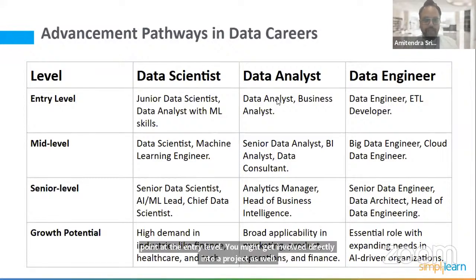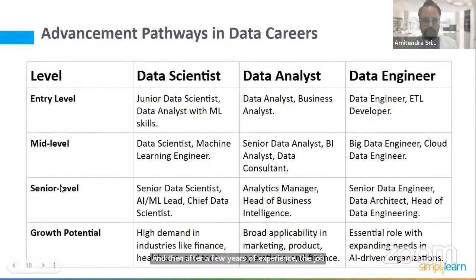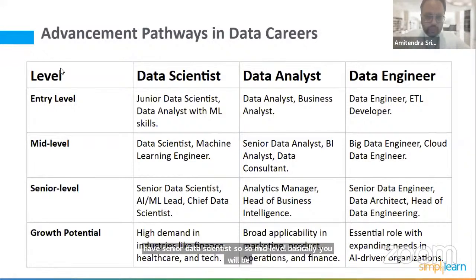That's an entry point. And then after a few years of experience, the job evolves into data scientist, machine learning engineer. Then at the senior level, you will have senior data scientist. So at mid-level, basically, you will be mostly involved in hands-on implementation of the concepts at most of the bigger organizations.